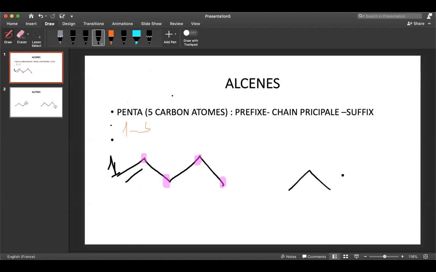So if I draw another molecule or hydrocarbon, if it was like that, I'll count 1, 2, 3. So it's at position number 3. 1, 2, 3, 4. Position number 4. Same principles. It's just a type of number we have.